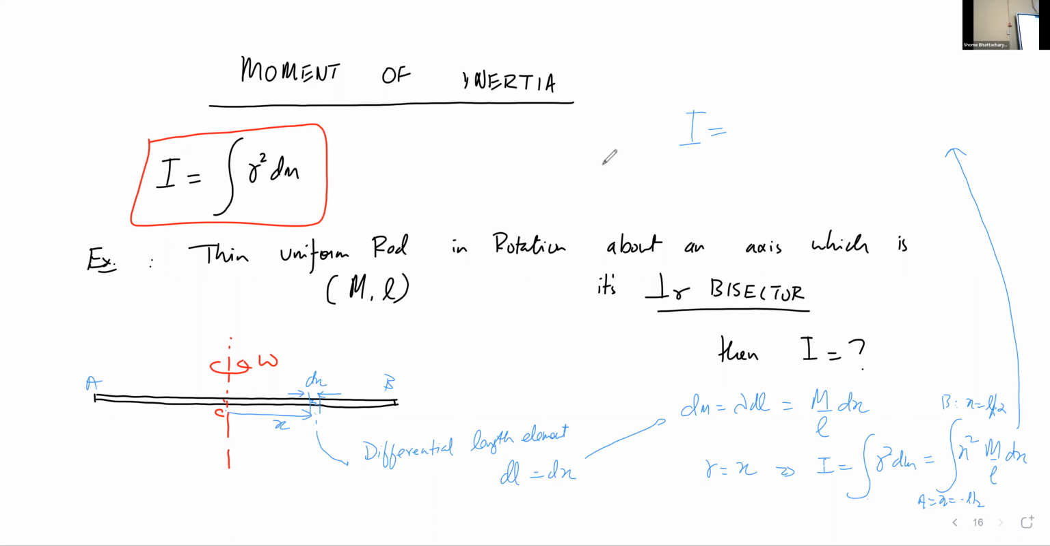But remember, that is only when the axis is the perpendicular bisector. If I change the axis position, moment of inertia will change. The same rigid body will have a different moment of inertia because the axis has changed. So the distribution of mass has changed, even though the total mass is the same.